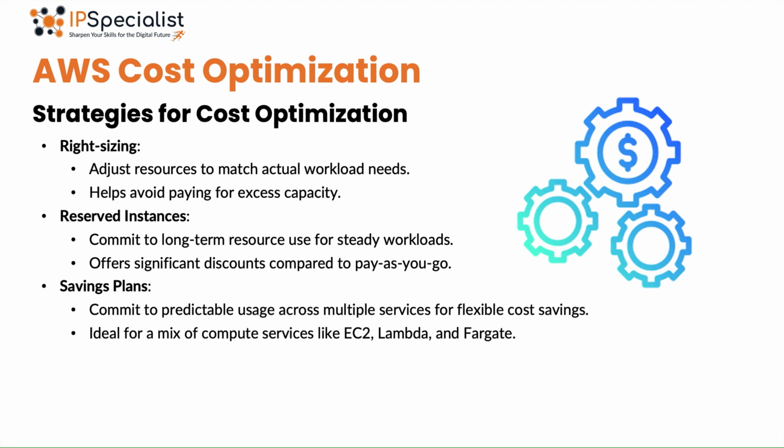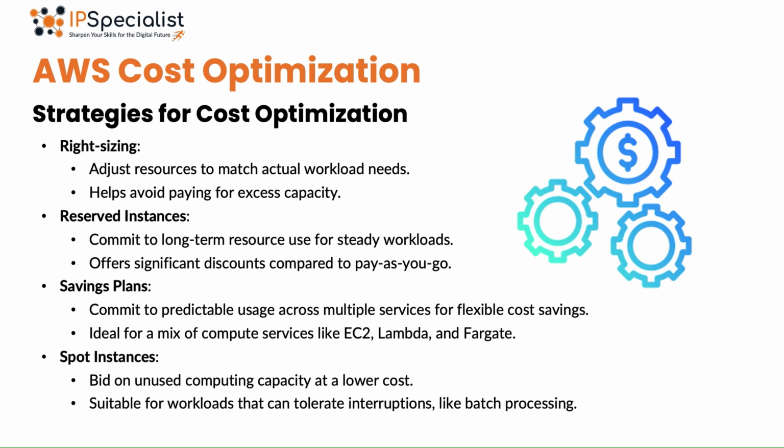Then we have savings plans. Now, these are flexible options for cost savings. If your usage spans multiple services but is predictable in terms of total resource needs, committing to savings plans helps you save without locking you into specific instance types. It's especially useful for customers who use a mix of compute services like EC2, Lambda, and Fargate.